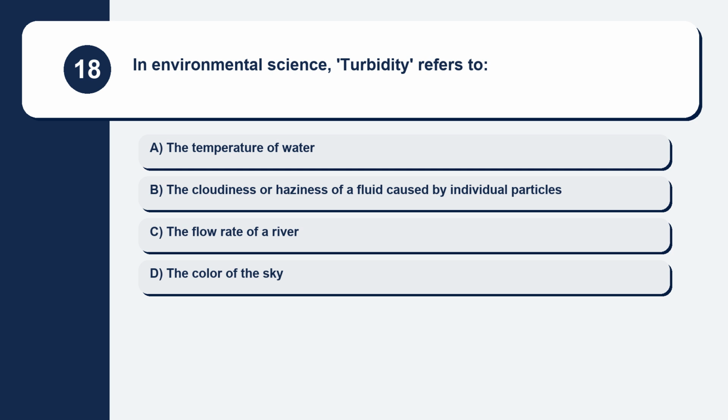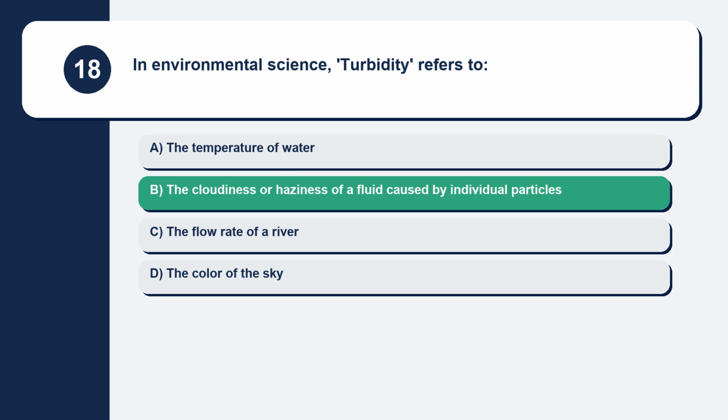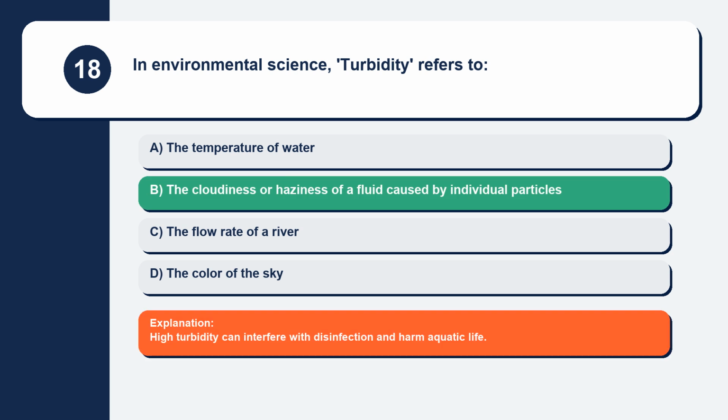Question 18. In environmental science, turbidity refers to the temperature of water, the cloudiness or haziness of a fluid caused by individual particles, the flow rate of a river, the color of the sky. High turbidity can interfere with disinfection and harm aquatic life.